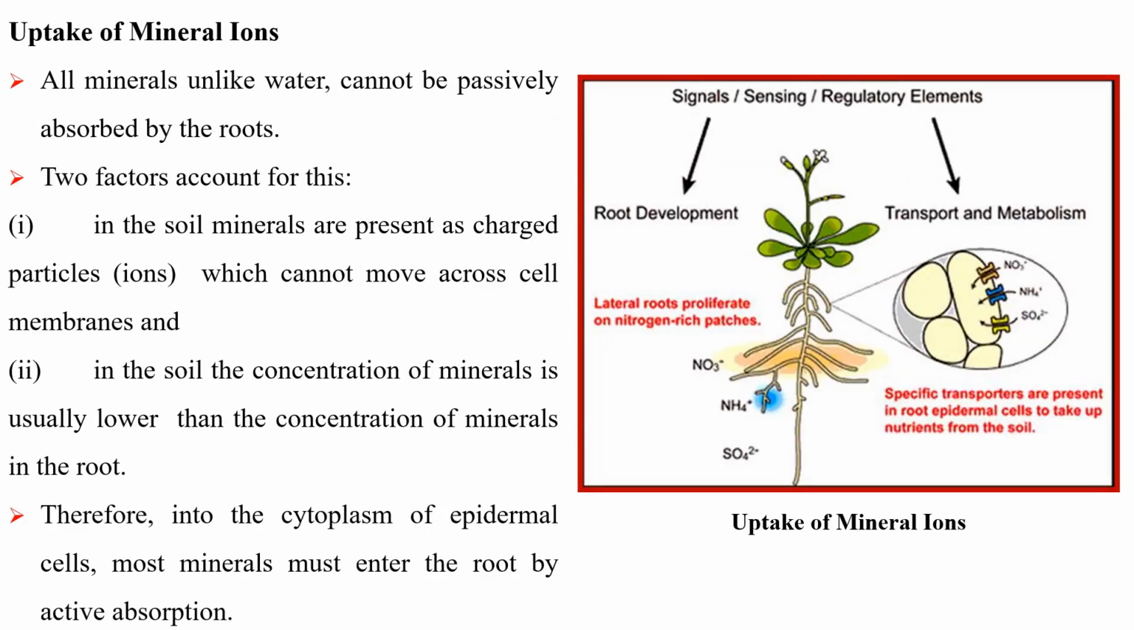Their remaining nutritional requirements, however, are obtained from minerals in the soil and water for hydrogen. Uptake of mineral ions. Unlike water, minerals cannot be passively absorbed by the roots. Two factors account for this. 1. In the soil, minerals are present as charged particles which cannot move across cell membranes, and 2. In the soil, the concentration of minerals is usually lower than the concentration of minerals in the root. Therefore, most minerals must enter the root by active absorption into the cytoplasm of epidermal cells.